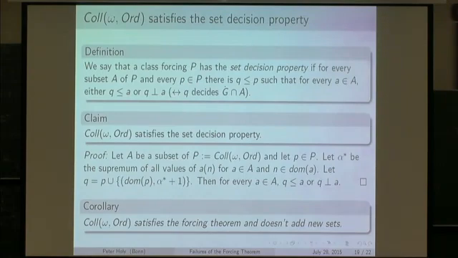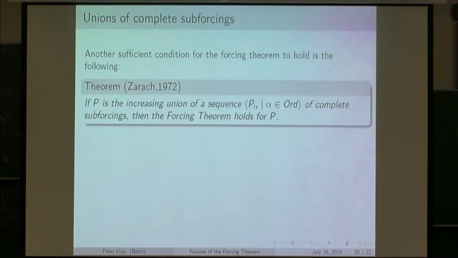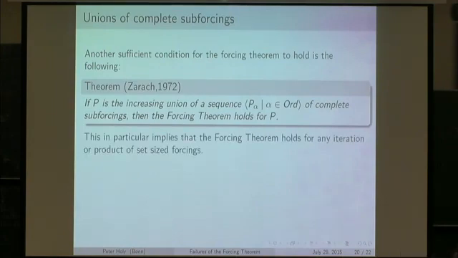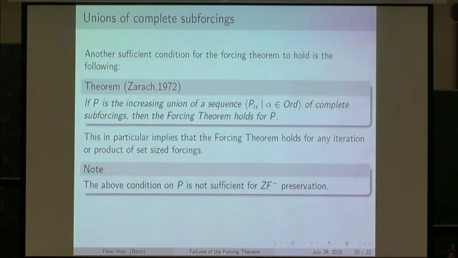Okay, and so I think I have another positive result that I wanted to talk about. This is some history first. Zarach in 1972 showed that if a forcing P, which is supposed to be a class forcing, is the increasing union of an odd-length sequence of complete subforcings, then the forcing theorem holds for this forcing. In particular, this implies that the forcing theorem holds for any iteration or product of set forcings. However, this is just a note: this is not sufficient for set-minors preservation.